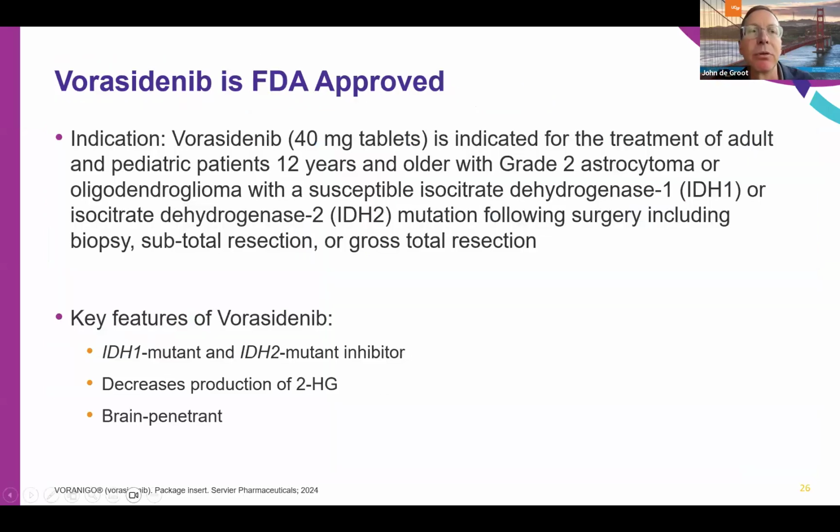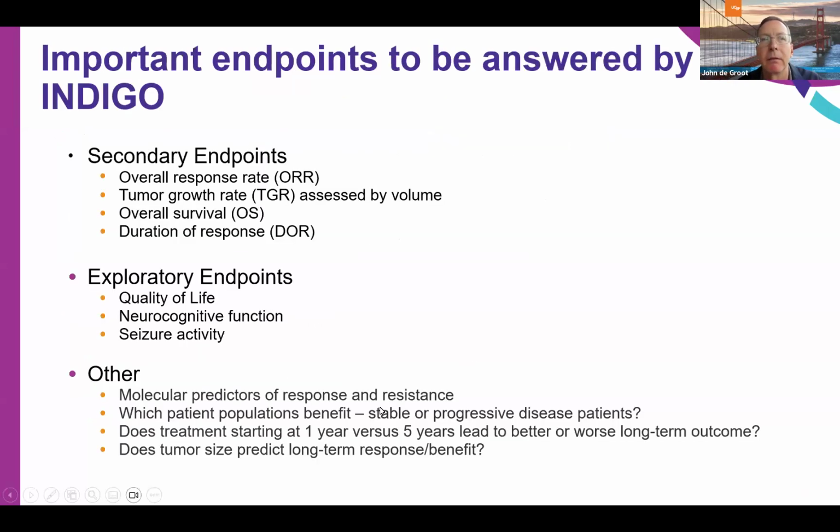This is the FDA approval. So this was incredible. In August of 2024, we had the FDA approval for Vorasidenib, and the indication is adult and pediatric patients 12 years of age and older with grade 2 astrocytoma or oligodendroglioma with an IDH1 or 2 mutation following surgery, including biopsy, subtotal resection, or gross total resection. And just importantly, it does target both IDH1 and 2, which is critical. There were some in development that only targeted IDH1. It definitely decreases the production of this oncometabolite 2-HG, and it gets into the brain very well.